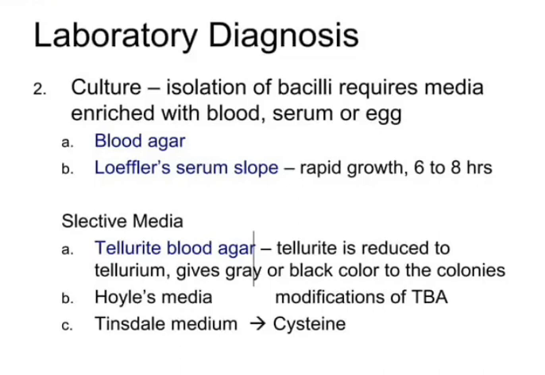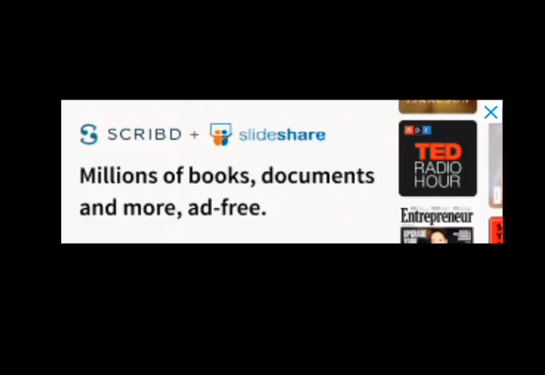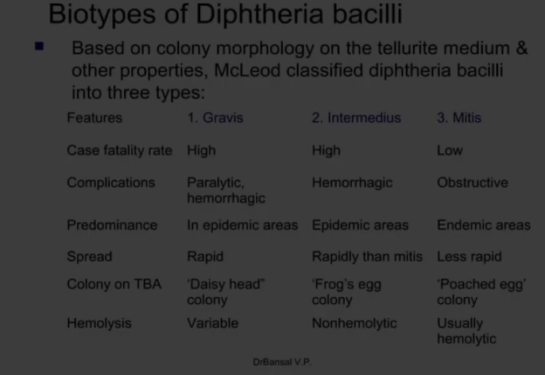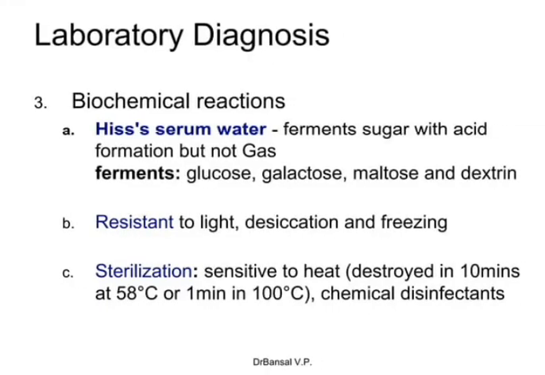In other media, modifications of the Tinsdale medium are used; in Tinsdale medium, cystine is converted. Laboratory diagnosis also uses biochemical reactions. In serum water sugars, they ferment sugars with acid formation but not gas. They ferment glucose, galactose, maltose and dextrose. Resistance: sensitive to heat, killed in 10 minutes at 58 degrees Celsius or 1 minute at 100 degrees Celsius, and to chemical disinfectants, but resistant to light, desiccation and freezing.